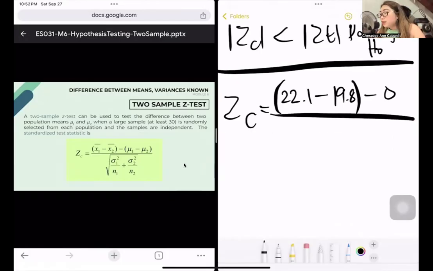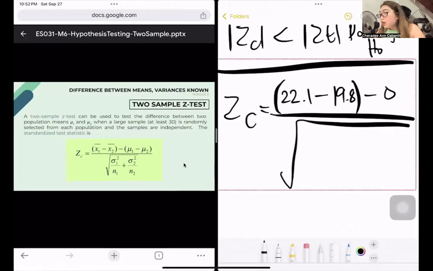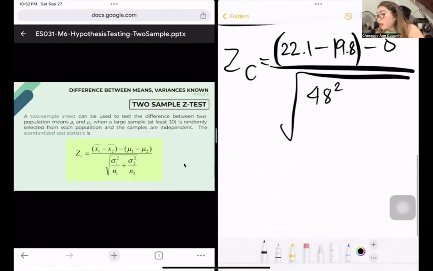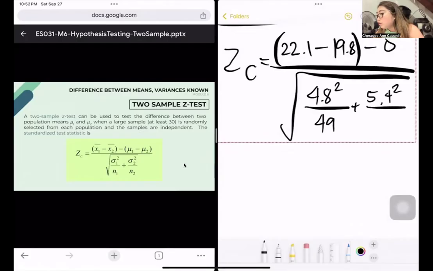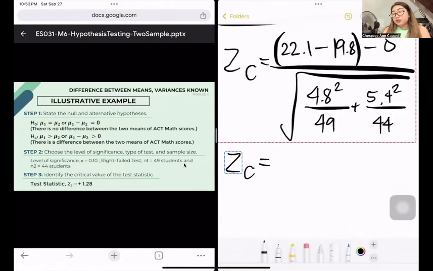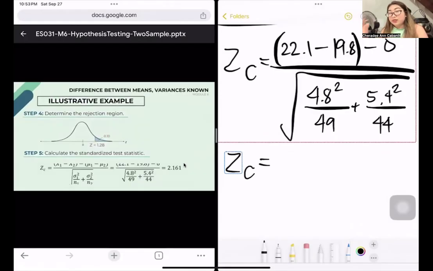Okay? Over the square root of sigma 1, which is 4.8, and 5.4, no? 4.8 squared. So don't forget to square because that is not yet the variance. It's still the standard deviation, over 49, plus 5.4 squared over 44. So we will now compute the z computed. So let us use 1.28 now. I will not do the computation on that now. You can do that on your calculator. So the answer is 2.161.